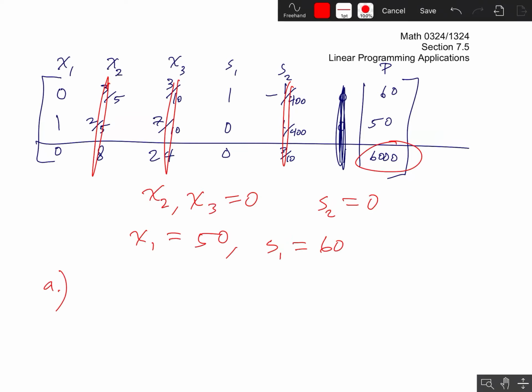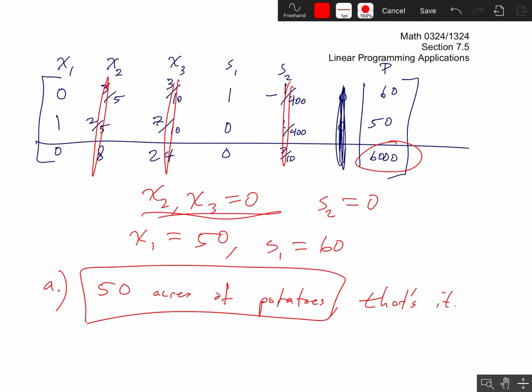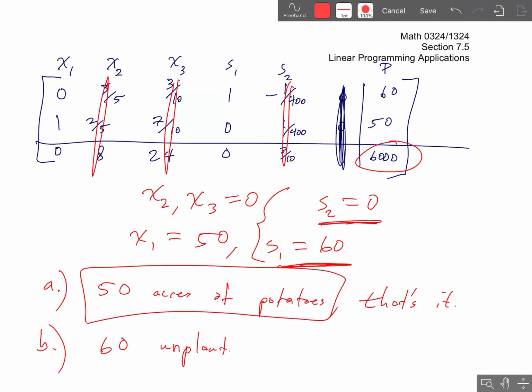And from these we can answer our questions. So we would plant 50 acres of potatoes, and that's it. In other words, no other crops should be planted because x2 and x3 were 0. In part B, the question was how many acres will go unplanted. So here, notice there were 2 slack variables that we had to worry about. S1 was the number of acres that we would have left over, and S2 was the amount of budget that we would have left over. So notice that we'll have 60 unplanted acres.